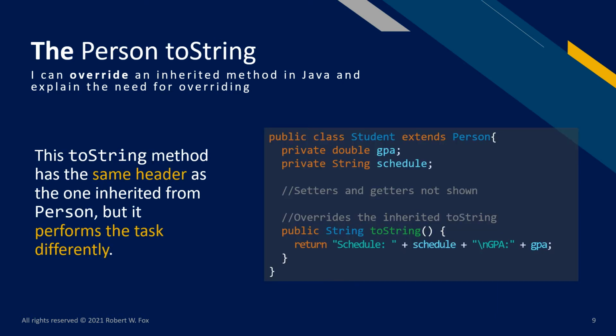Previously, we wrote that toString method in the superclass, person. And now we turn our attention to the subclass student, where you will notice that I also have created a toString method. And this is the exact same method, public string, toString with no parameters, exactly the same as we saw in the person class. But this version of the toString method is going to perform the task a bit differently. Notice in this case, I'm returning the student's schedule and their GPA, where previously in the superclass, I was returning the name and the date of birth.